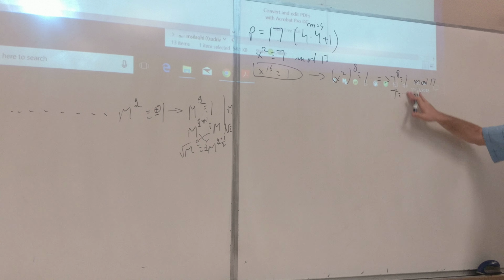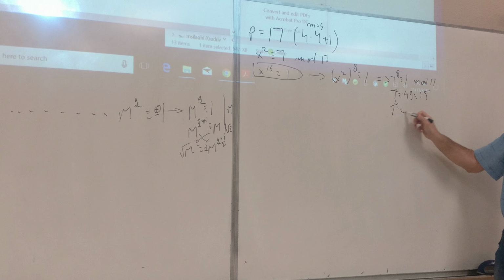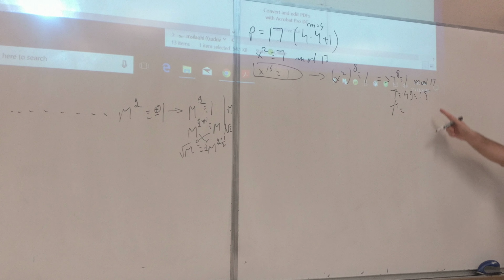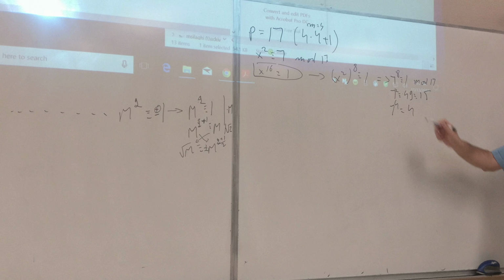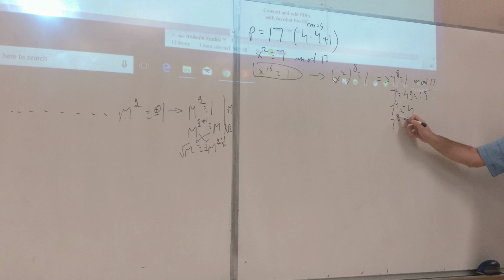7 squared is 49. 49 mod 17 is 17 plus 17 makes 34, 34, which is 15. Again, then 7 to the power 4 will be this one squared. This happens to be minus 2 squared, which will be 4. And so 7 to the power 8 will be 16.